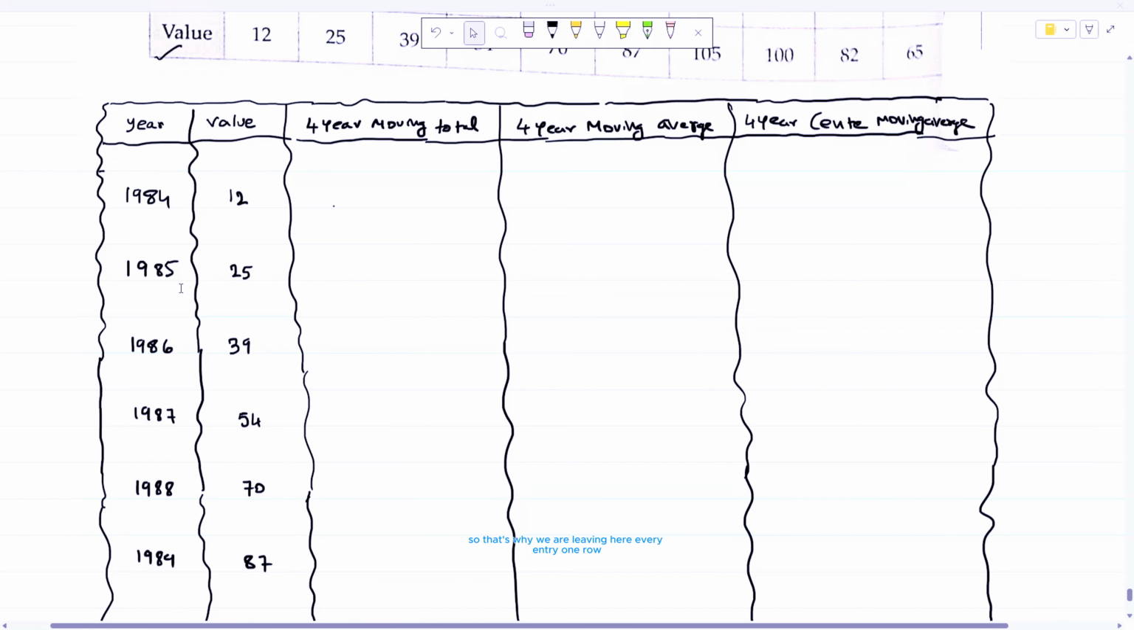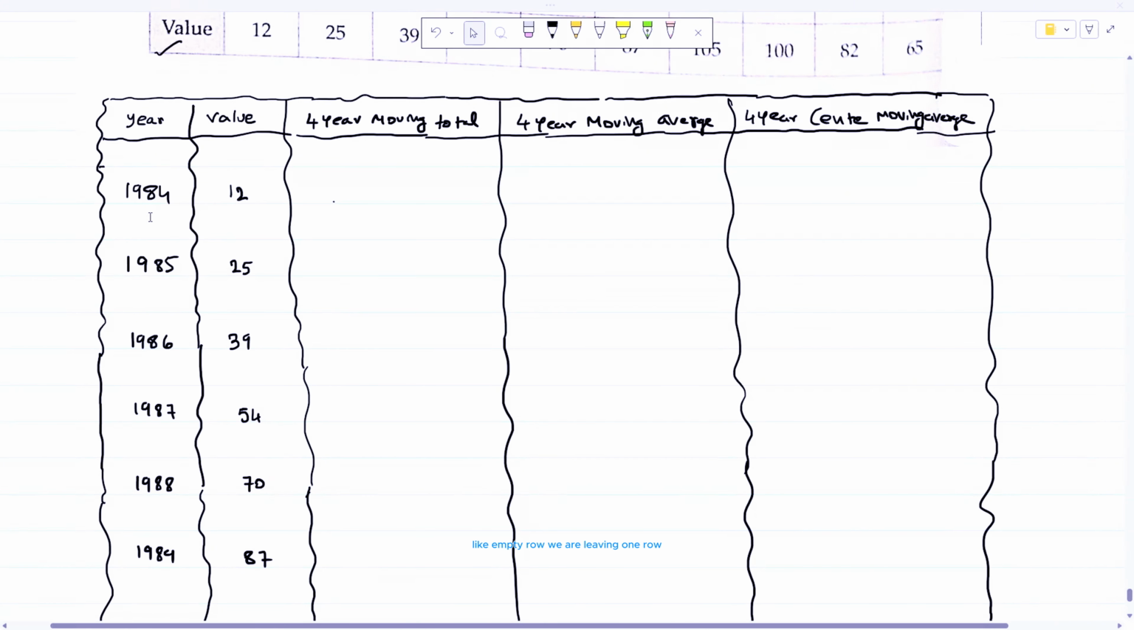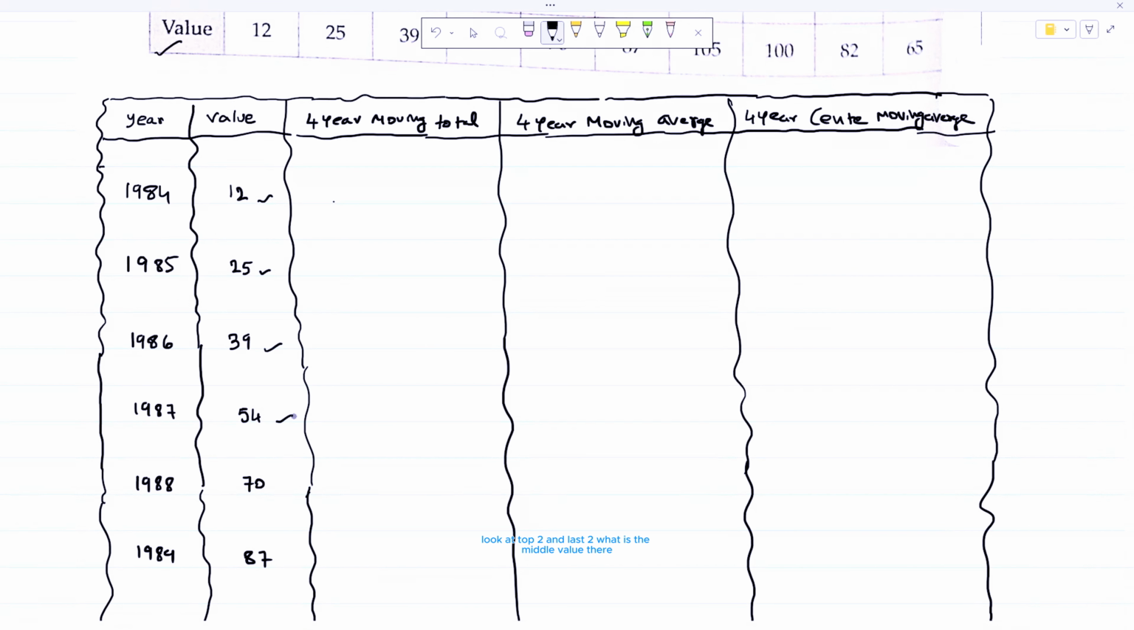Actually for 4, what is the center value? There is no center value. So that's why we are leaving one empty row between each entry of the data. So here, select 4 values. Of course, this one, 2, 3, and 4. Look at top 2 and last 2. What is the middle value? There you should record the total of these values.